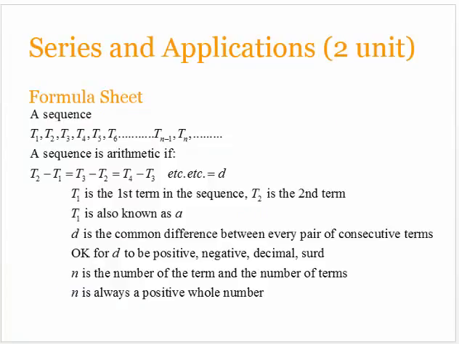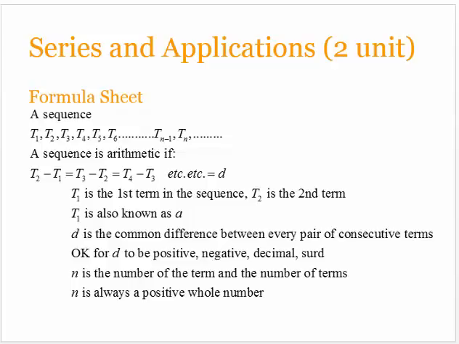All right, so the sequence T1, T2, T3, T4, you can see the n minus 1 and the n notation added there, and it's arithmetic if T2 minus T1 is equal to T3 minus T2, etc. That difference is equal to D. T1 is the first term, T2 is the second term, but we can also call T1 A.